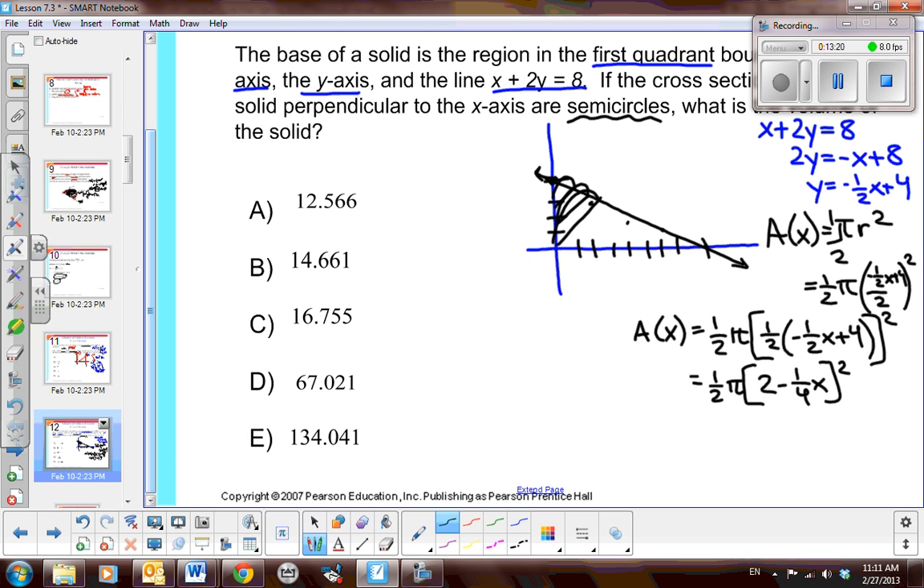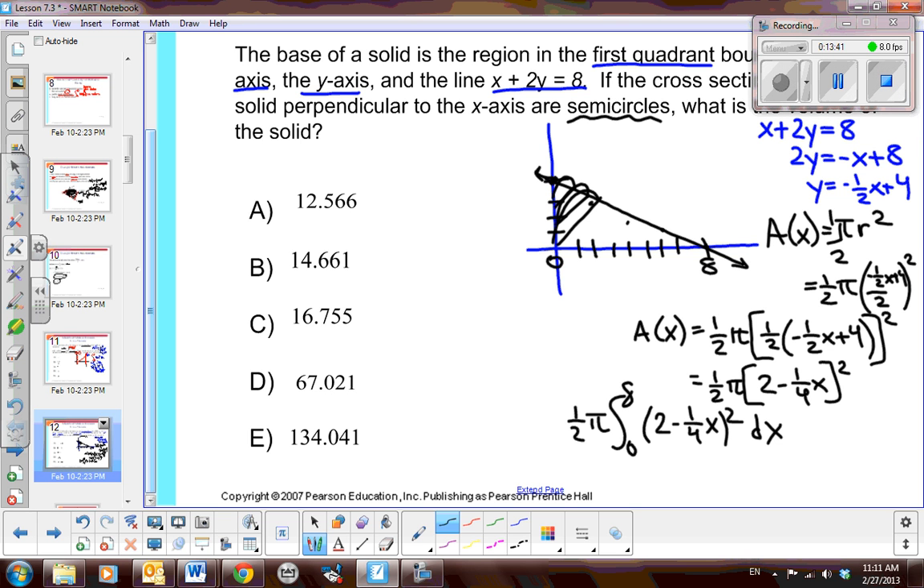Okay? So we're going to take the integral. And we can see from our diagram, lower is 0, upper is 8. So from 0 to 8. And I'm going to bring the 1/2 pi out front here. And then it's going to be 2 minus 1/4 x squared. And then it's dx. Okay?